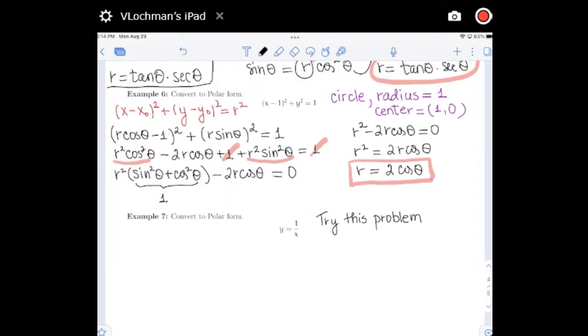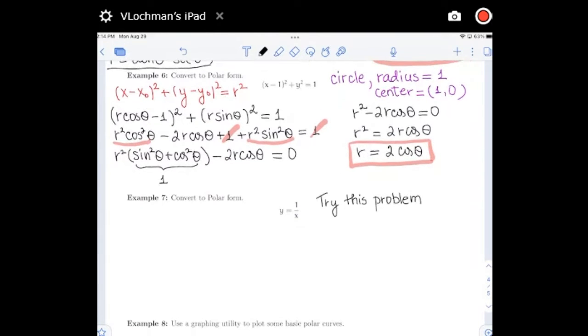Okay, so looks like Carmen has an answer for us. Okay, that looks good. Carmen, you want to walk us through this? You can say no, but I want to give you an opportunity to discuss this. Sure. Go ahead. What did you do? I just first plugged in for y r sine theta, and then for x I did r cosine theta. So r sine theta equals 1 over r cosine theta. Okay, so that's our first step.